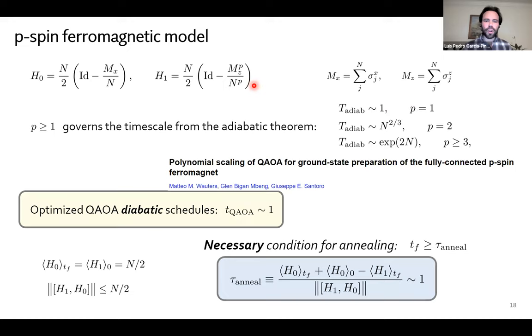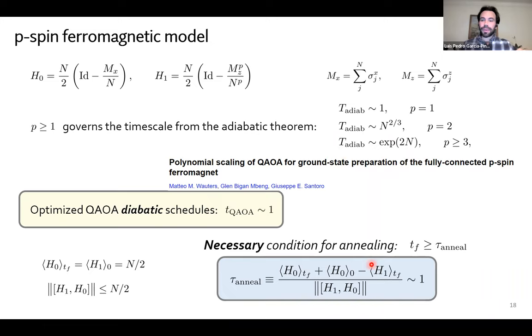So, I put a lot here, but here's the thing. I'm just quoting one reference. I forgot to write it, but I'm pretty sure that this is for P equal 3. So I'm focusing on this regime where for P equal 3, the adiabatic time scale is exponential in N. But in this paper and maybe others too, they found that there are diabatic schedules. So now I'm no longer focusing on adiabatic dynamics, but on schedules that may be doing things much faster than the adiabatic theorem. And there are schedules for which the time scale needed to reach the correct state is of order 1. Okay, so a big gap between the known optimized schedules and this adiabatic time scale.